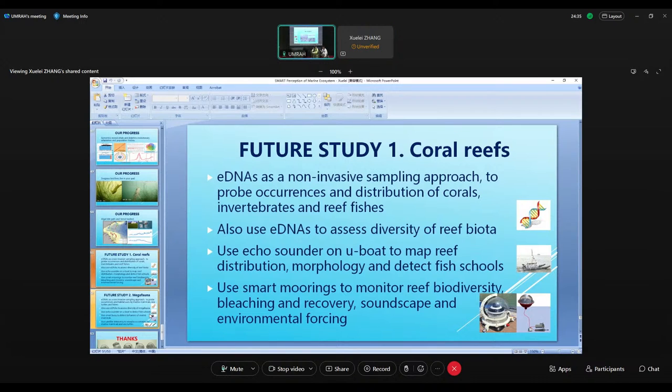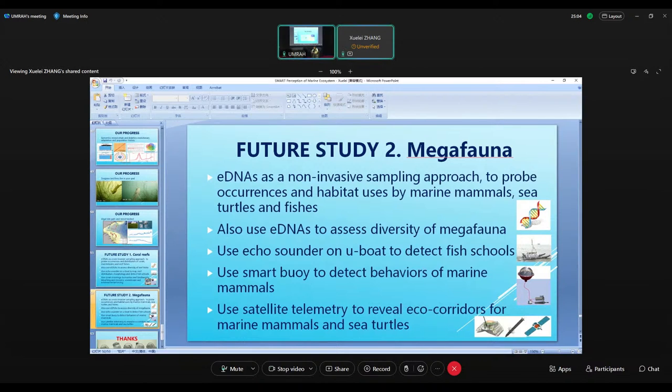Now, why do we use this? Because it is very difficult to sample the coral reefs and their biota, and it's even prohibited by regulations to sample in the coral reefs due to conservation. Also, for the same reason, we suggest studying the megafauna using these approaches, such as eDNA and echo sounder, because many of these megafauna make sounds. We can listen to them, as I described previously.